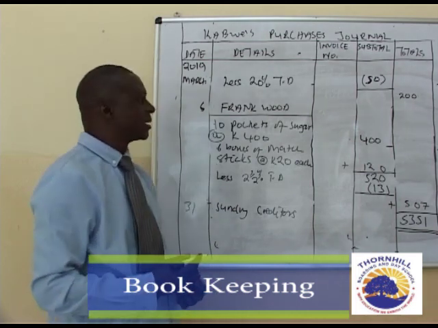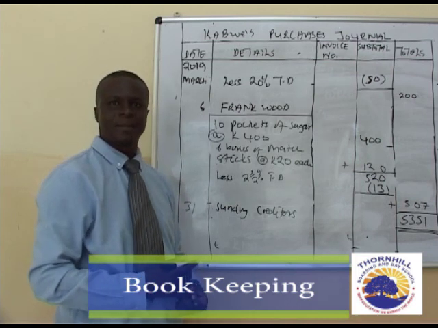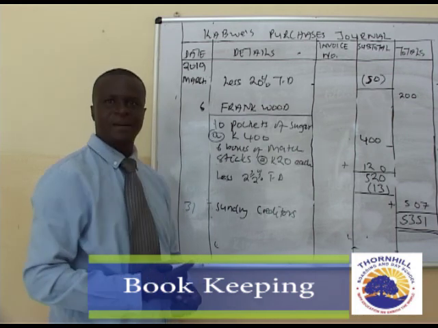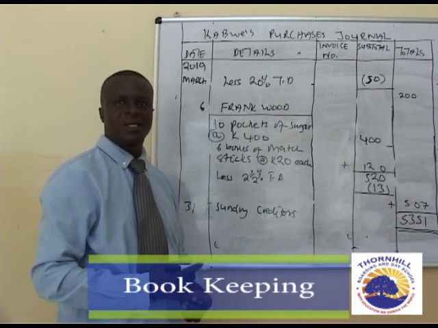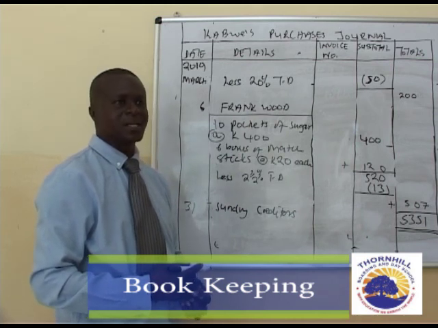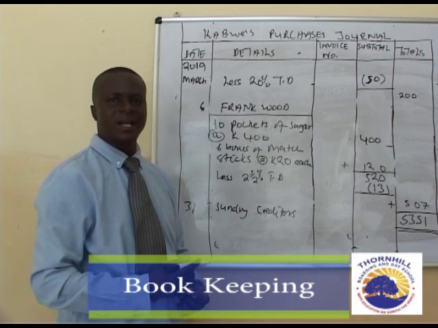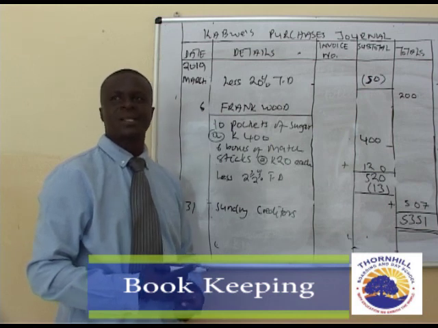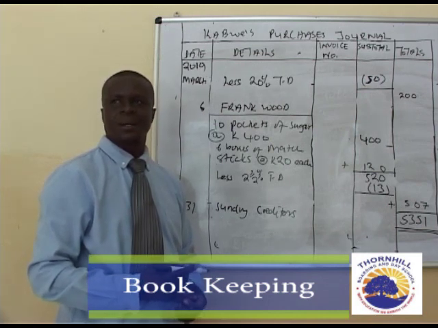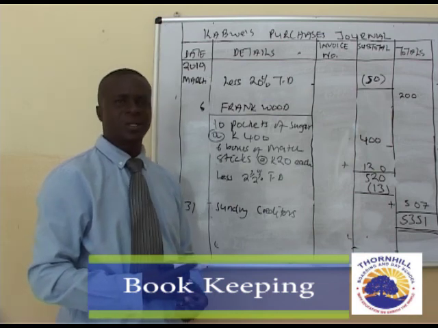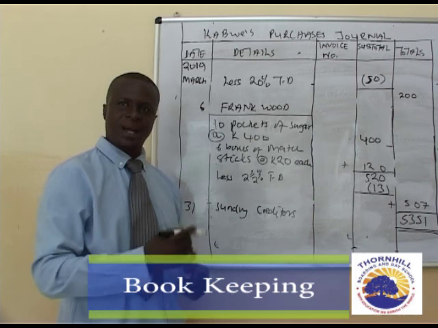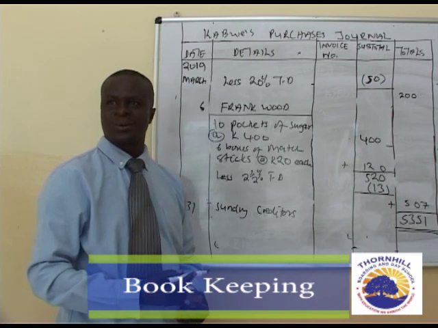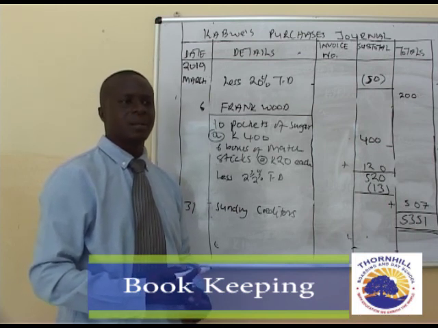So I hope everybody has followed the lesson and knows how to calculate the trade discounts as I've done, so that in the next meeting, we'll be looking at the sales journal, which also applies trade discounts when calculating the final totals. So we need to know how to work out the discounts properly, so that when we come to the sales journal, it will be plain sailing. You will not have problems. All you need is a calculator and writing paper.